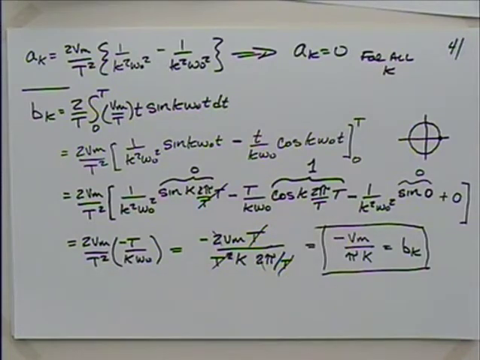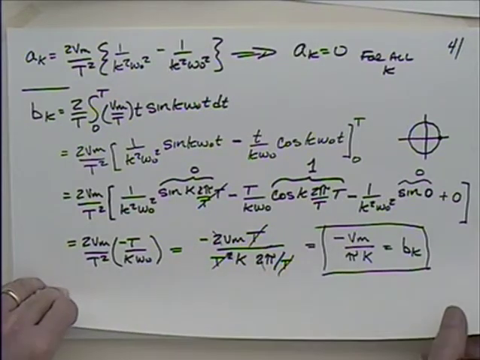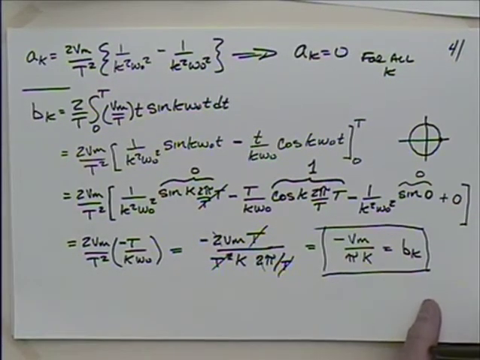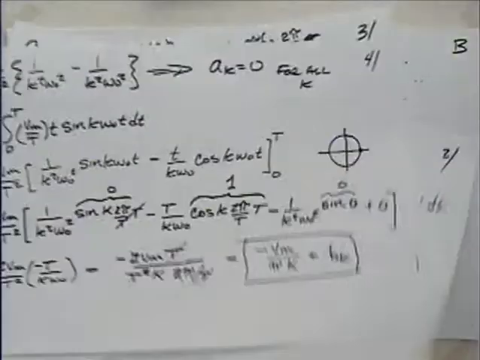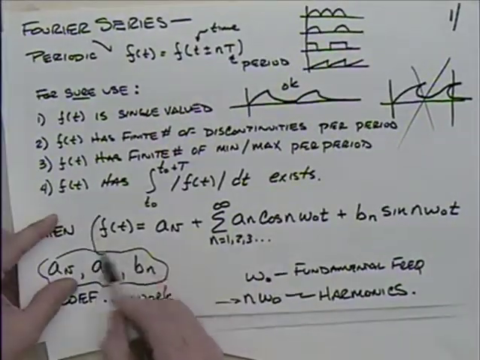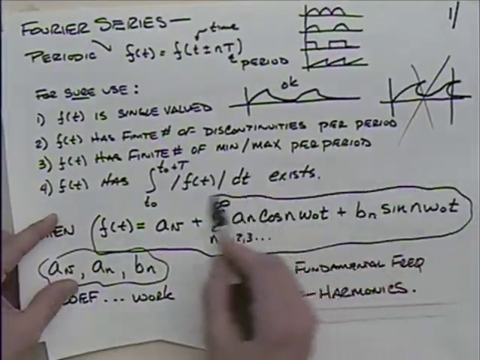That's B sub k. So we've got A sub B, we've got A sub k, we've got B sub k. We can put this whole thing together. So I'm going back to our very first page here where we said, well, this all gets fit together like this.